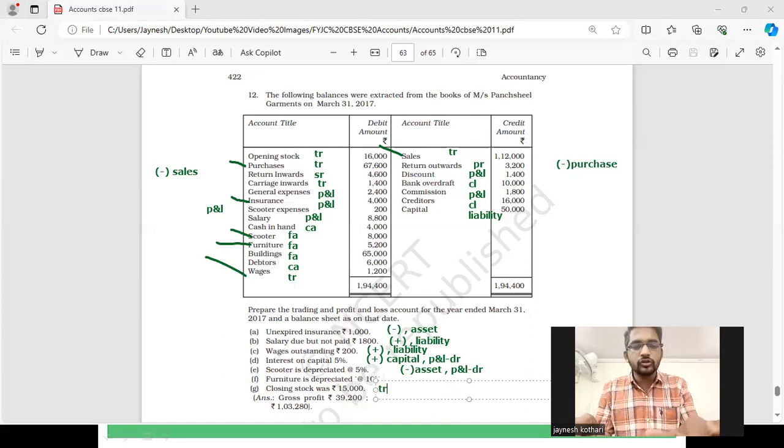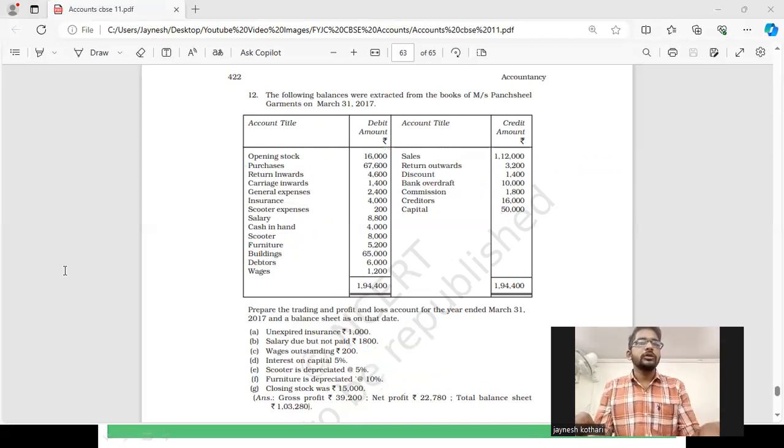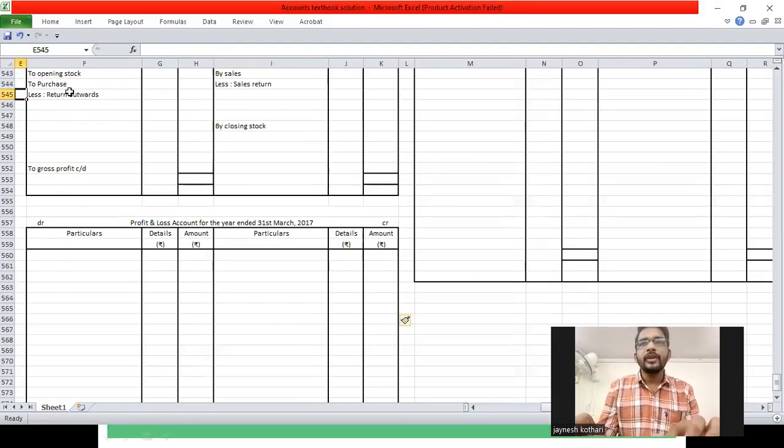Closing stock is going to come in all your sums. Closing stock goes to trading account credit side and balance sheet asset side. You should know this. Two effects are going to come. Perfect. So students, here we have completed the entire discussion of the sum. Let's move forward to the sum now. Fine, so you can see over here, I have already prepared the entire format for you.